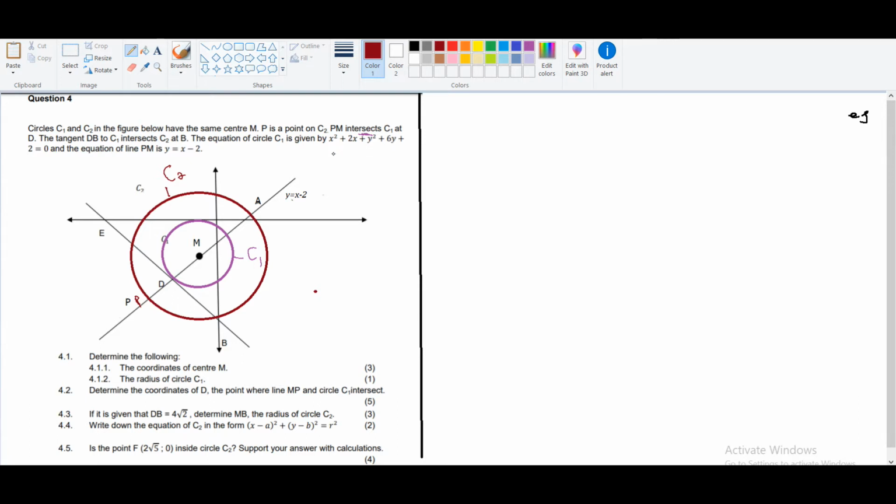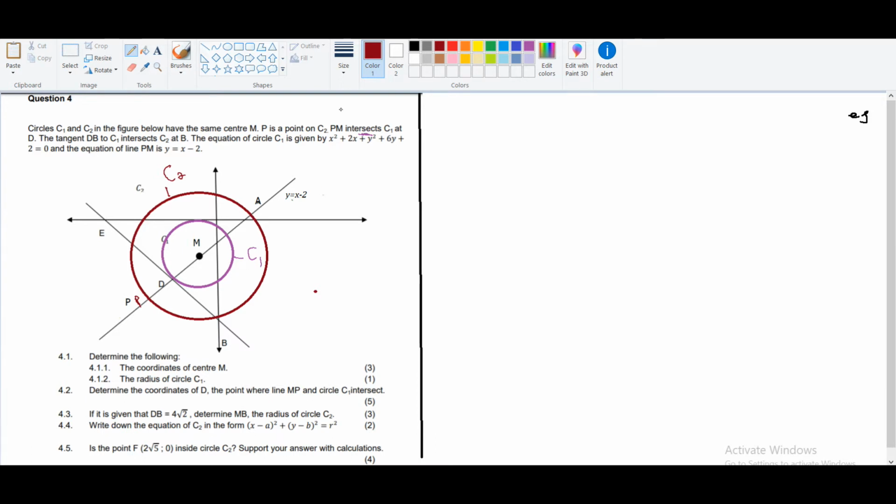Now that you are given the equation of a circle and also the equation of a straight line, I assume you have already done those things at school. So now we read the question, right? The first question, they are saying determine the coordinate of center M. So now, the coordinate of a center of a circle, right?